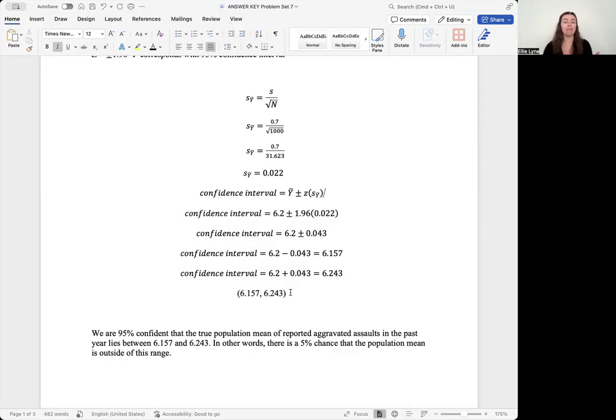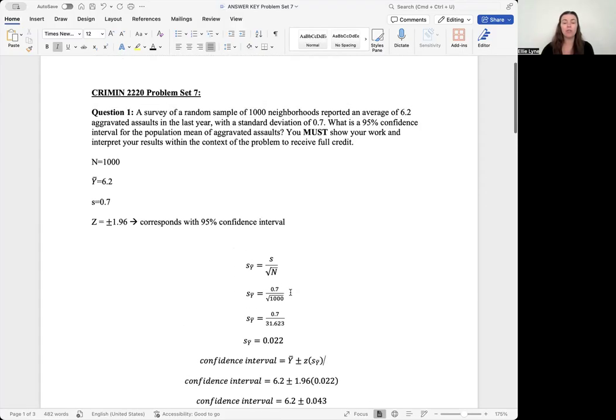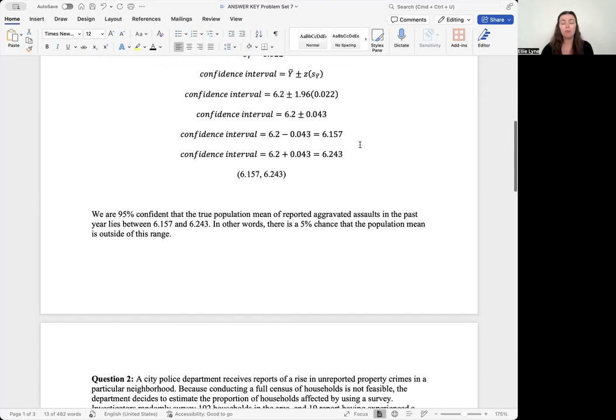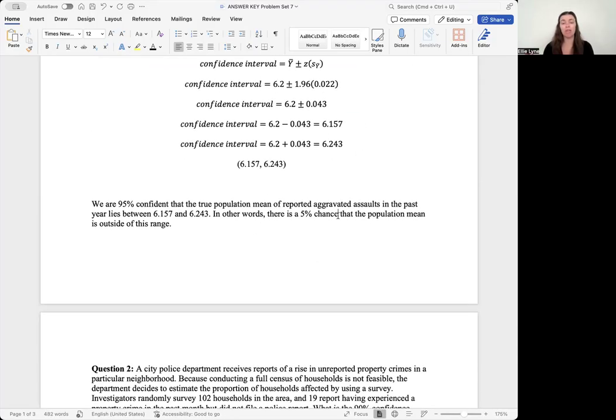You still might have actually calculated the confidence interval itself correctly, but there's still one more step, and that is interpreting your calculations within the context of the problem. Not only is that listed here in the actual question itself, but that's also a key step that's listed in the PowerPoints as step 4. And so let's take a look at how we could interpret these within the context of the problem.